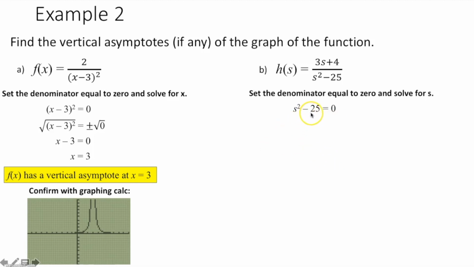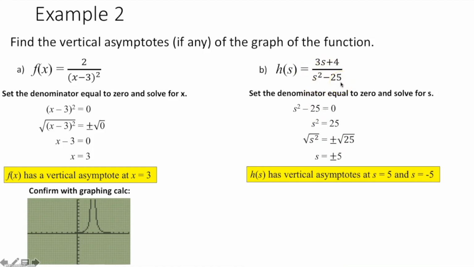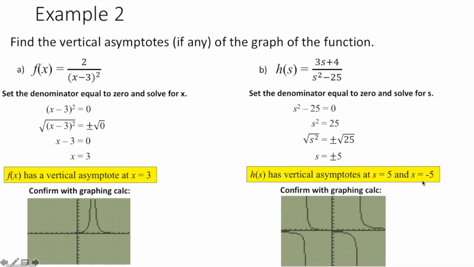Or you could just solve this right away, add 25 to both sides, and square root both sides, you get s is equal to plus or minus 5. That means both positive 5 and negative 5 would cause our denominator to equal 0, and therefore create a vertical asymptote at s is equal to 5 and s is equal to negative 5. We look at our graphing calculator, and you can see that at s is equal to negative 5 and s is equal to positive 5, we have vertical asymptotes.